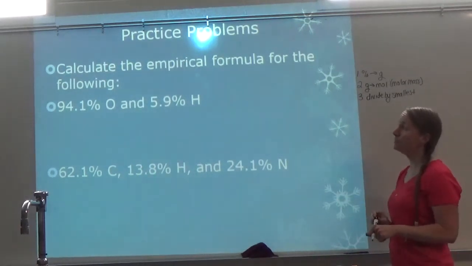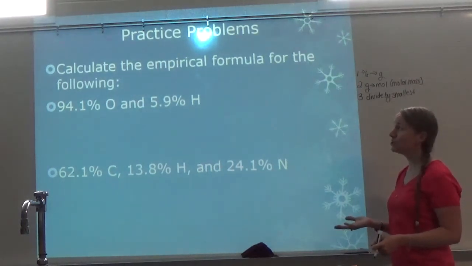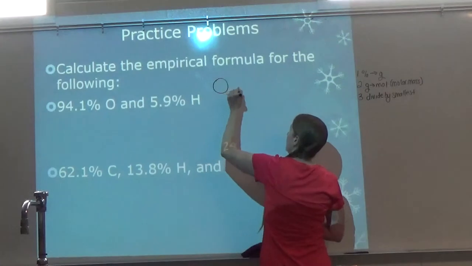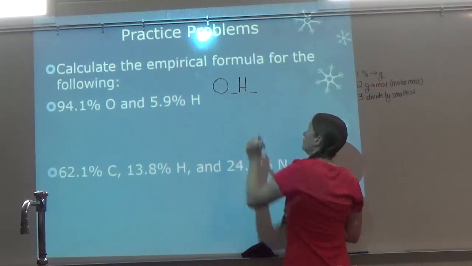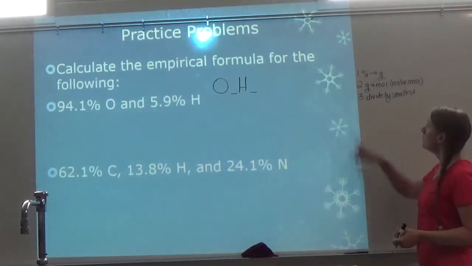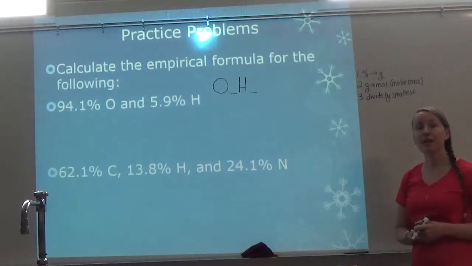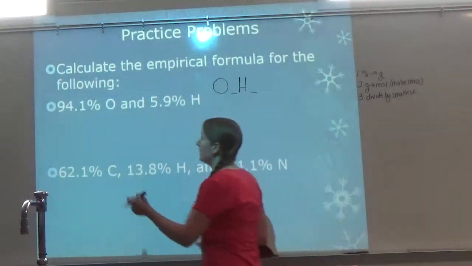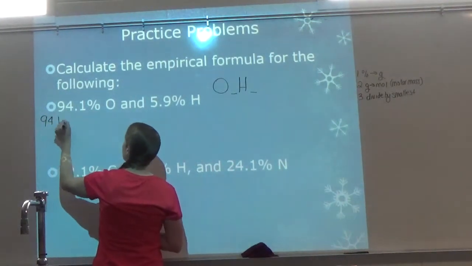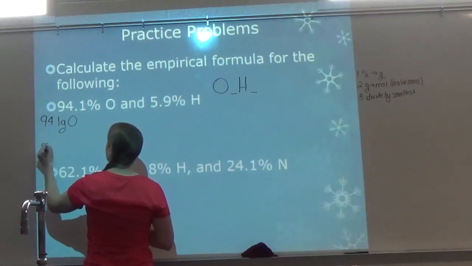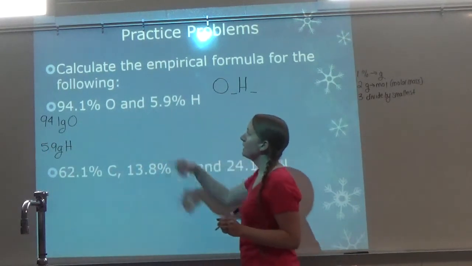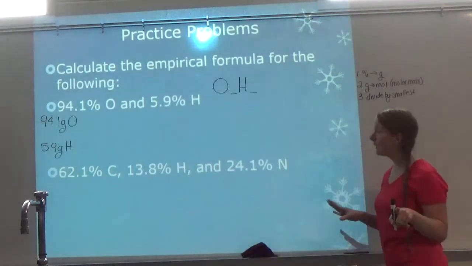So in the top one, we have 94.1% oxygen and 5.9% hydrogen. So I know I'm going to have O with a subscript, H with a subscript. I have to figure out what they are. All right, so remember, first step is change percent to grams. That is not a math problem. You just take away the percent and change it to grams because we're going to assume that we have a 100-gram sample. Okay, so all I did was take my numbers and get rid of the percentage and do grams.